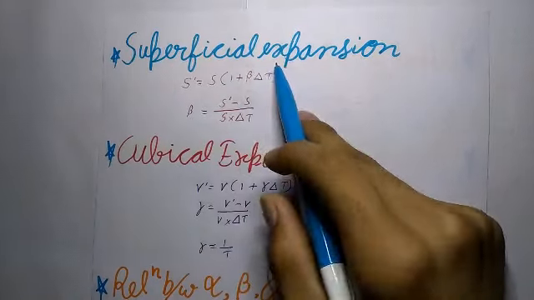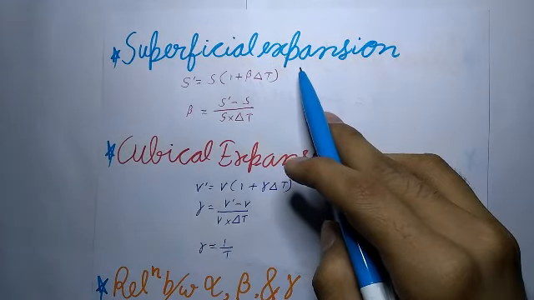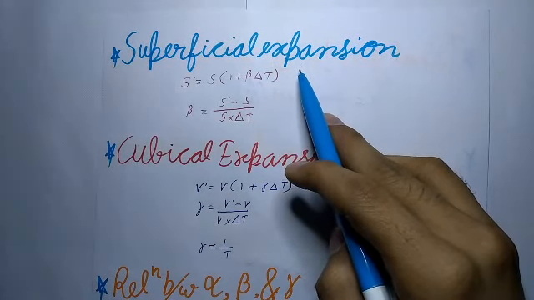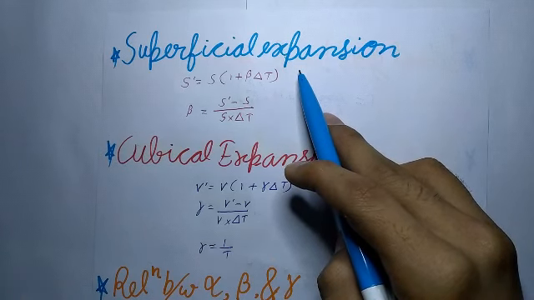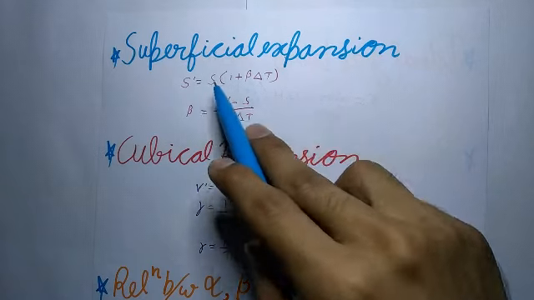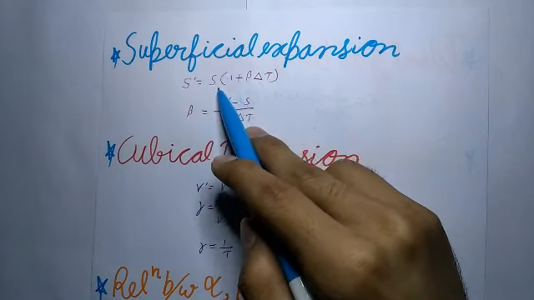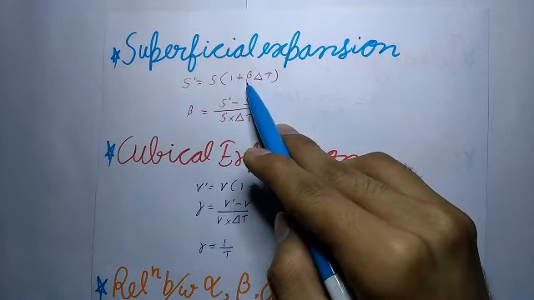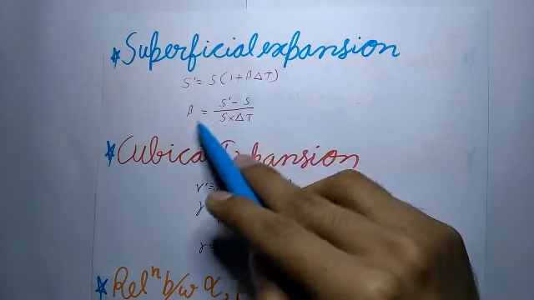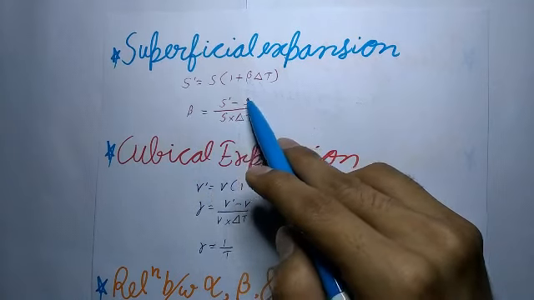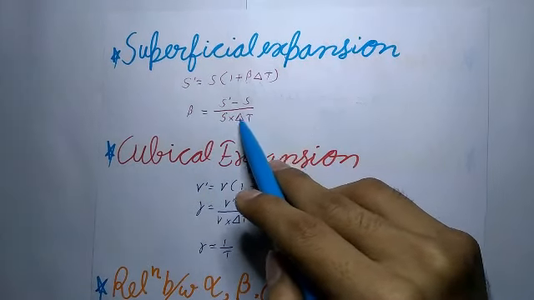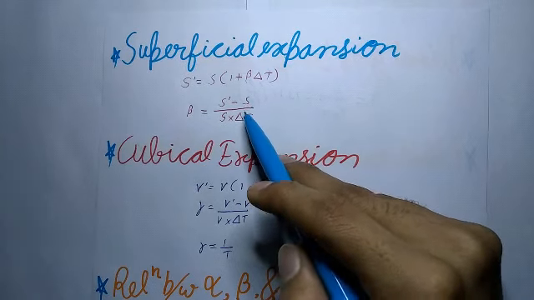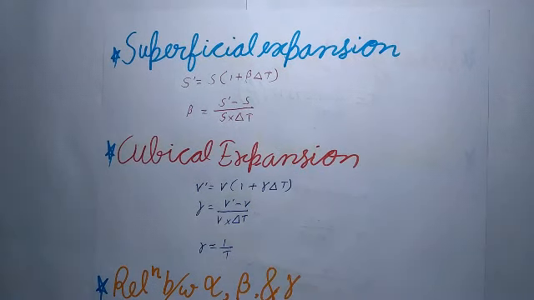Next is superficial expansion. When a solid sheet of initial surface area S is heated through a temperature delta T, its final increased surface area is given by S dash will be equal to S in the bracket 1 plus beta delta T, where this beta is the coefficient of superficial expansion, and it is given by beta is equal to S dash minus S upon S into delta T. It is defined as the increase in the surface area per unit surface area per degree rise in the temperature.